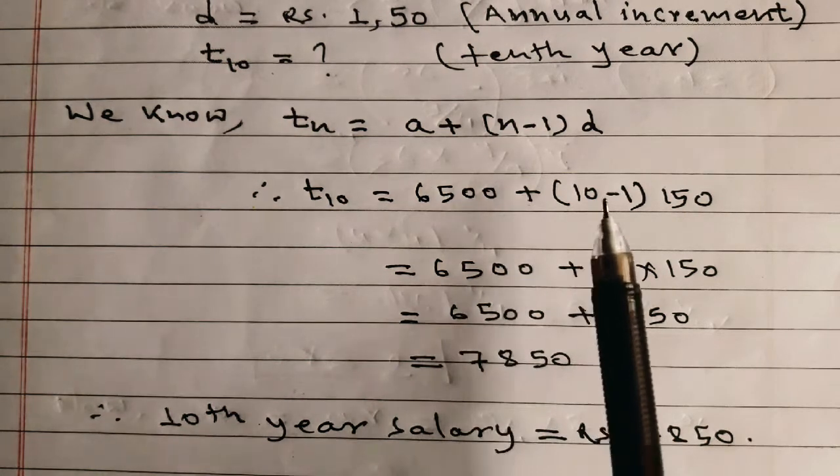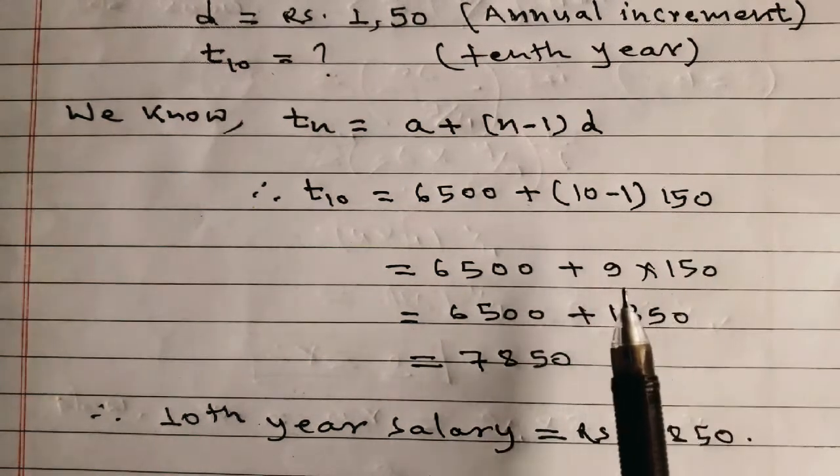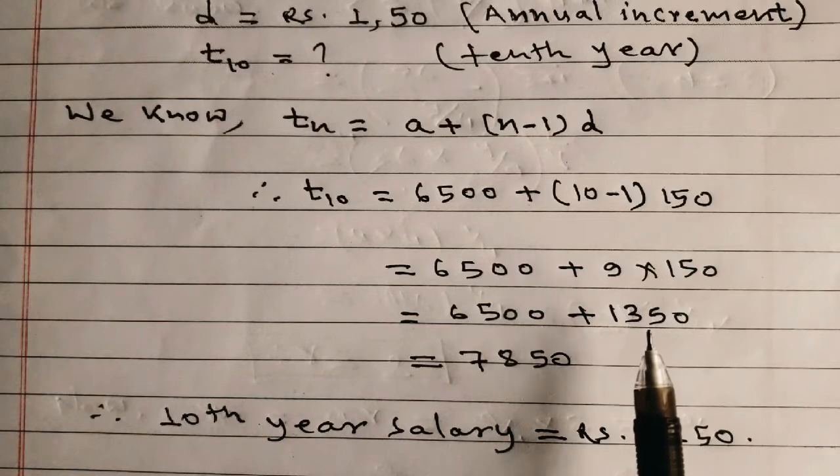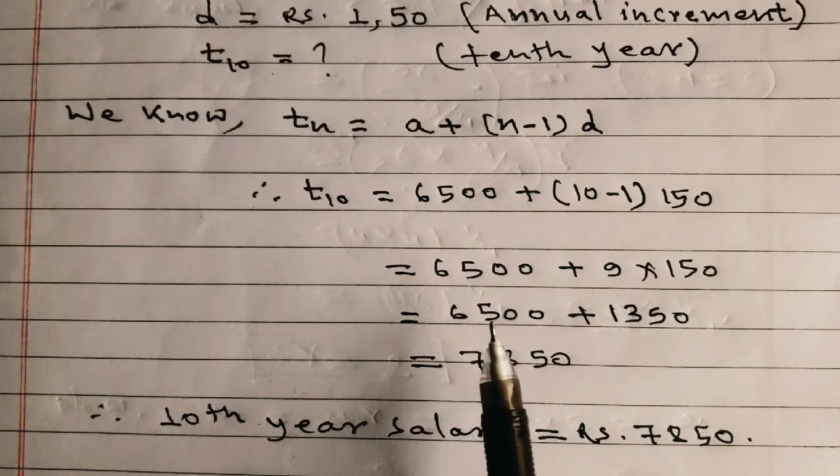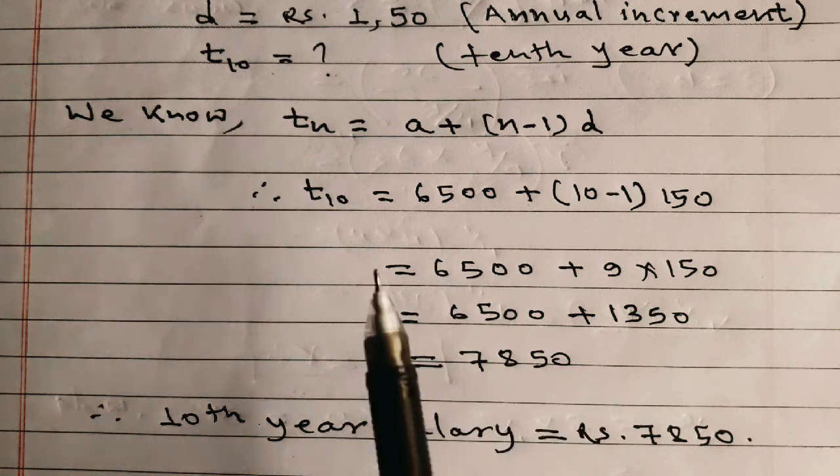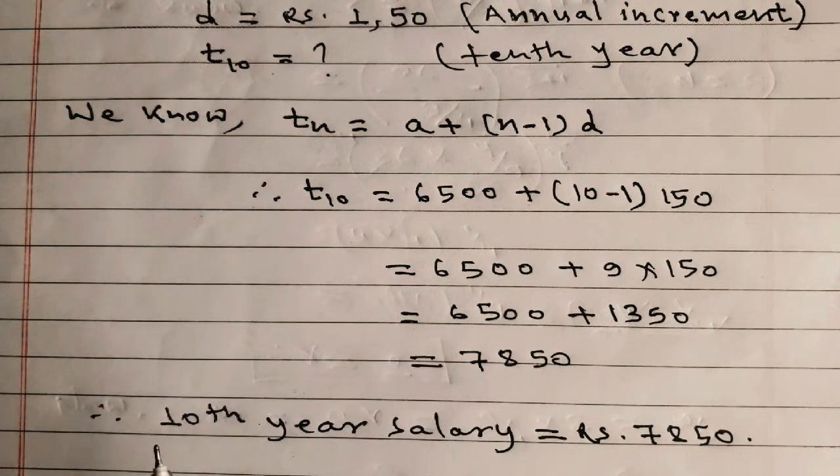6,500 as it is plus 10 minus 1, which is 9, into 150. 9 into 150 we get 1,350. 6,500 plus 1,350 we get 7,850, which is the salary of the 10th year. Therefore, the 10th year salary is equal to Rs 7,850.